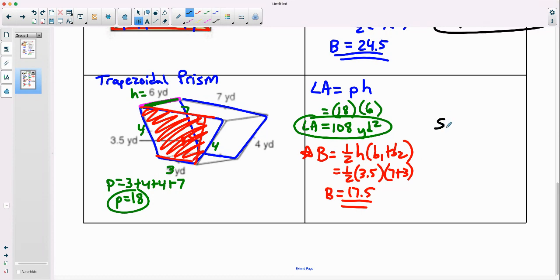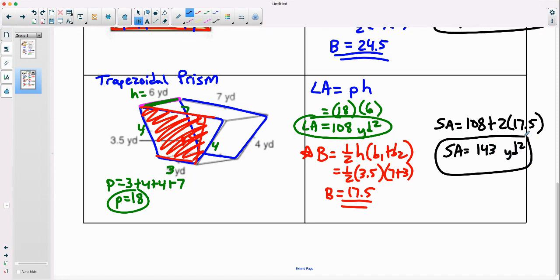So the surface area is the lateral answer plus 2 of the bases. If it's 17.5 on the front, it's 17.5 on the back. So surface area is going to be 143 square yards. All right, that's the video. Thanks for watching. Okay, give it a shot on Schoology. LA plus 2B.